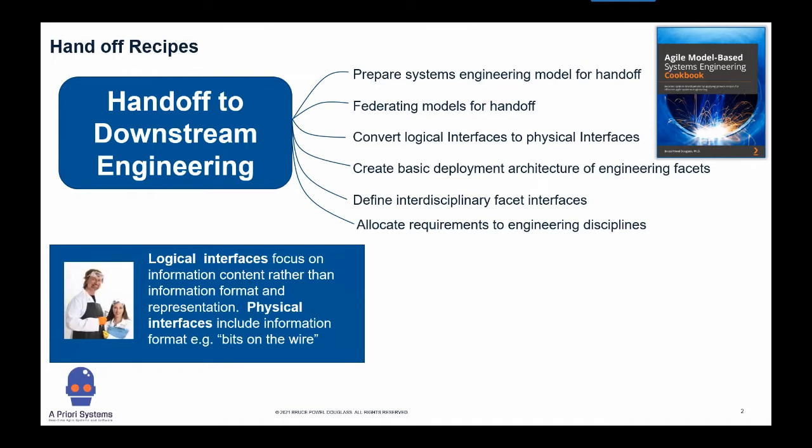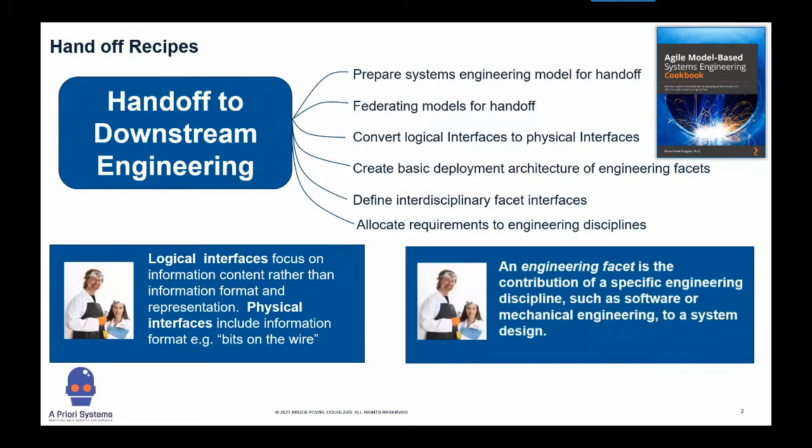I mentioned logical interfaces. This is where we focus on the logical properties, the content, which is information and ranges and accuracy and precision required, reliability. It's kind of logical properties and characteristics. And we care less about physical representation, what I call, again, bits on a wire. But we'll need to get to that representation as a part of this process for the handoff. And as I mentioned, an engineering facet is just a contribution of a specific engineering discipline to the design implementation of a system.